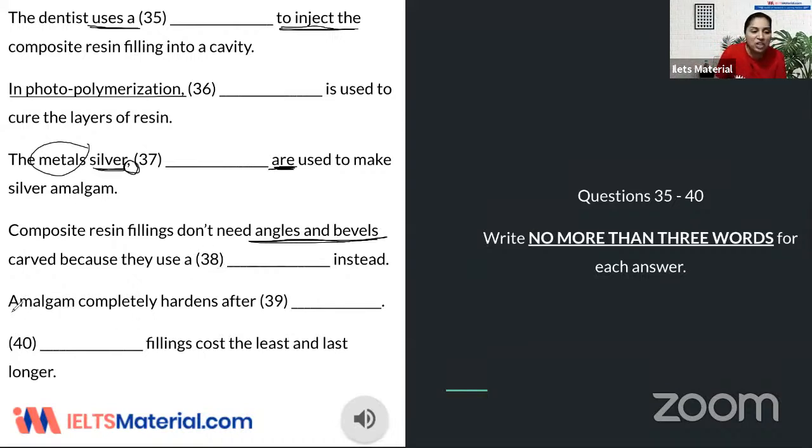Okay. Next is: amalgam completely hardens after dash. Okay. Now, completely hardens after. So the point is, when you want something to harden or when you want to mold something, you depend on the temperature and time. When you want to harden something or when you want to mold something, you depend on temperature and time.